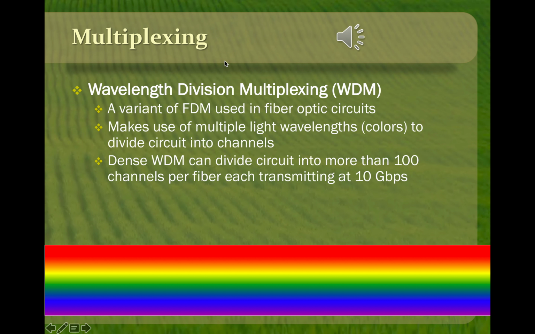Now we'll discuss WDM, or wavelength division multiplexing. It's a variant of FDM, but rather than being used on physical wire, it's used with fiber optic circuits. It makes use of multiple wavelengths or colors to divide circuits into channels. So if we look at the rainbow below, red would represent a channel, purple would represent a channel, yellow, etc. Dense WDM can divide a circuit into more than 100 channels per fiber because there's many different colors that can be used, and each would transmit at 10 gigabits per second. So much more technology involved when using wavelength division multiplexing.